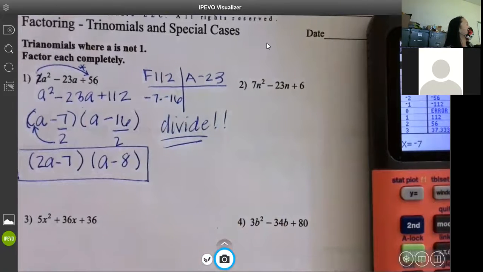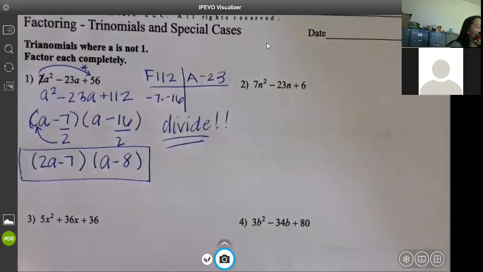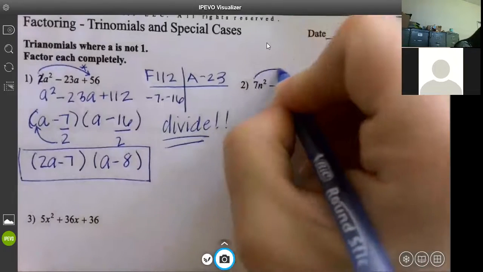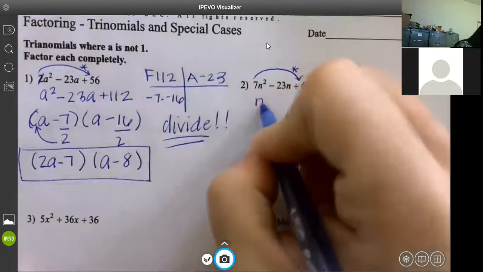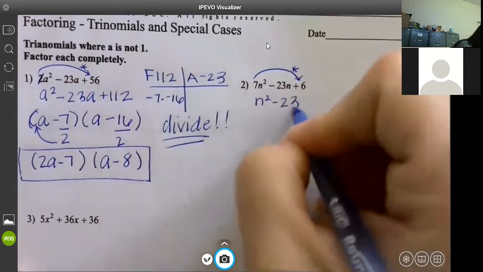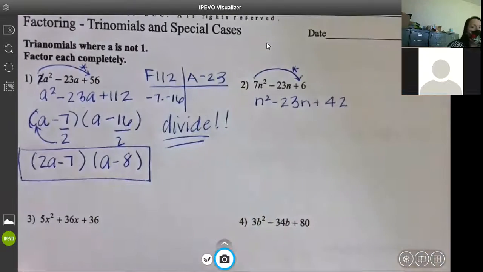Remember, it doesn't matter which one goes first, okay? And that's it. So there's a step before and a step afterwards, and in between is exactly what you did yesterday, okay? So look at the next one. 7, 23, and 6 do not have any like terms. So we're going to slide the 7 by multiplying. 6 times 7 is 42.